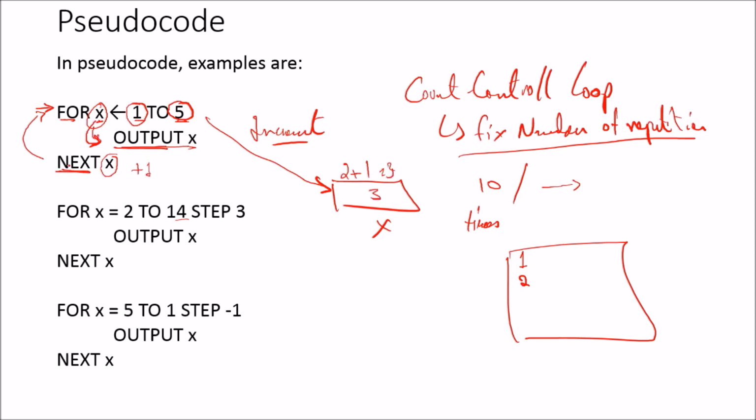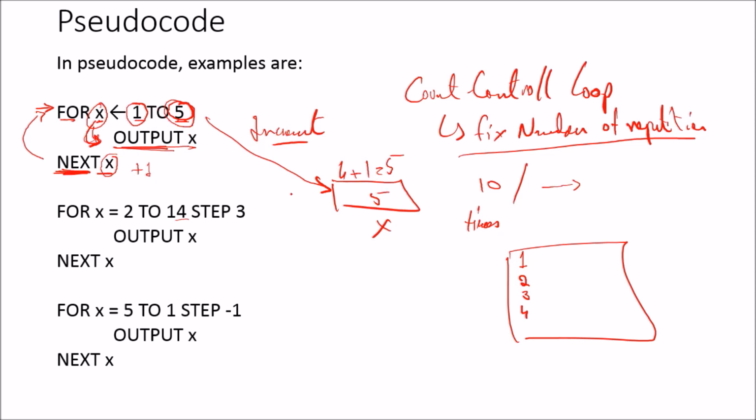It will store 3. It will check again with the final value, it's still less. Go back to the loop, output, that is 3. Again increment, so 3 plus 1, it will have 4. So inside your loop is 4 and output again it has 4. Next, increment again. Now it will become 4 plus 1, it will become 5 and x variable has 5 in it. It will go back again.